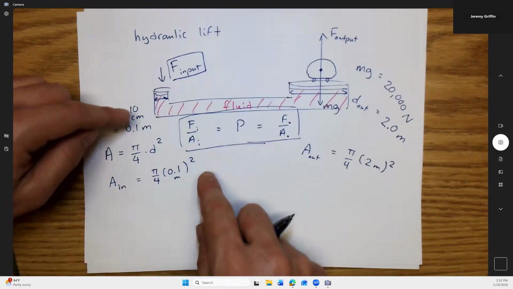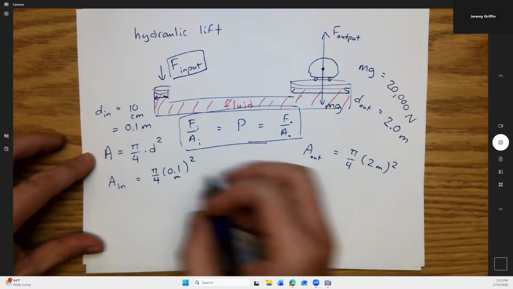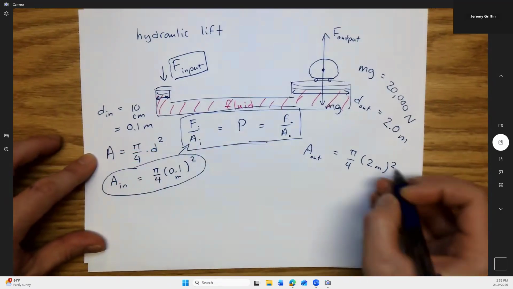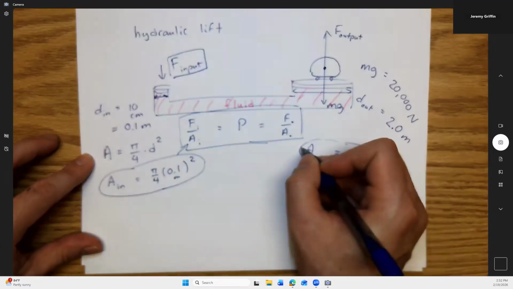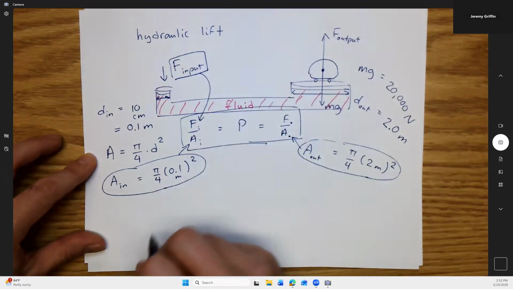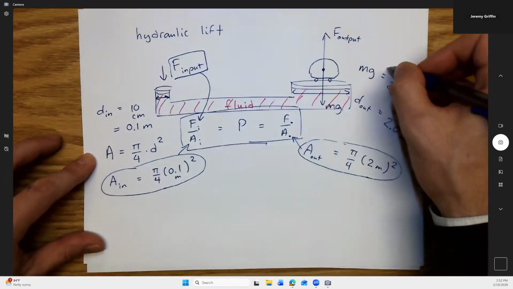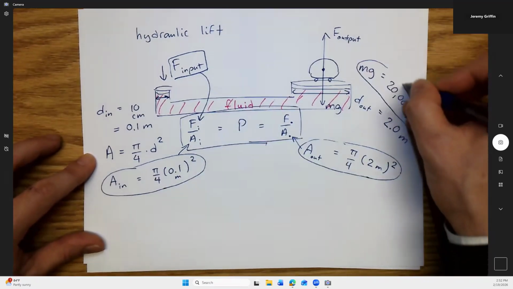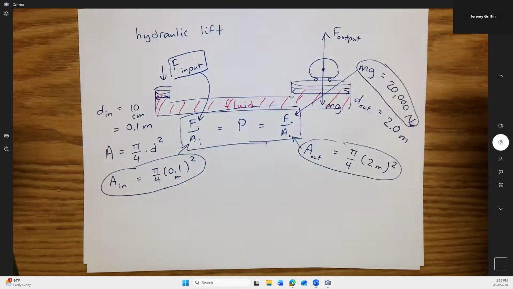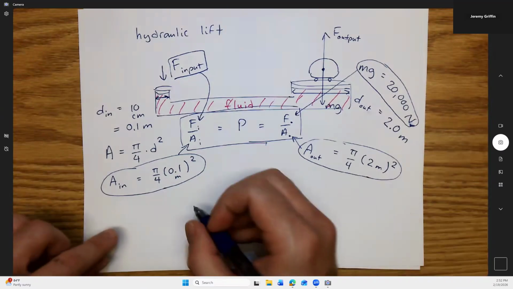Okay. So I think we can start to feed these values into this expression. Here's your input area, that's going to go right there. Here's your output area, that's going to go right there. Input force is what we're solving for. And your output force is equal to the weight of the car, which is that number right there. Okay, see, it's all going to plug in like that. So let's set this up.